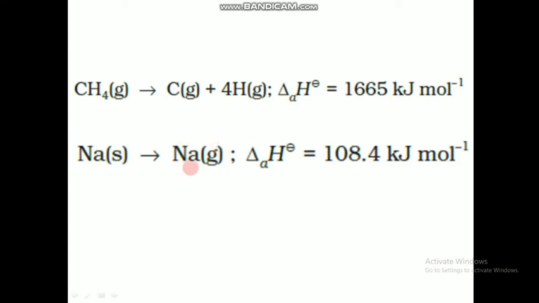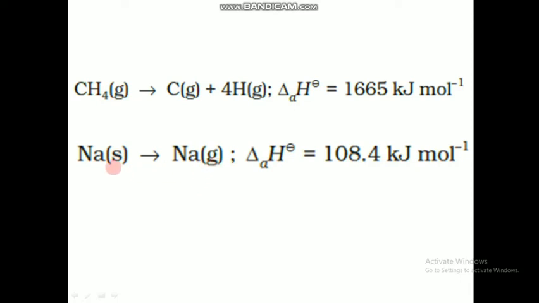So here also the product is in the gaseous form, hence we can tell it's an enthalpy of atomization happening there, which is 108.4 kilojoules per mole. So when this particular energy is given to the lattice, the sodium metal, the solid, is getting transferred to sodium gas, which is in the atom form, in the isolated form, we can tell. And here the solid is getting converted to gaseous form.